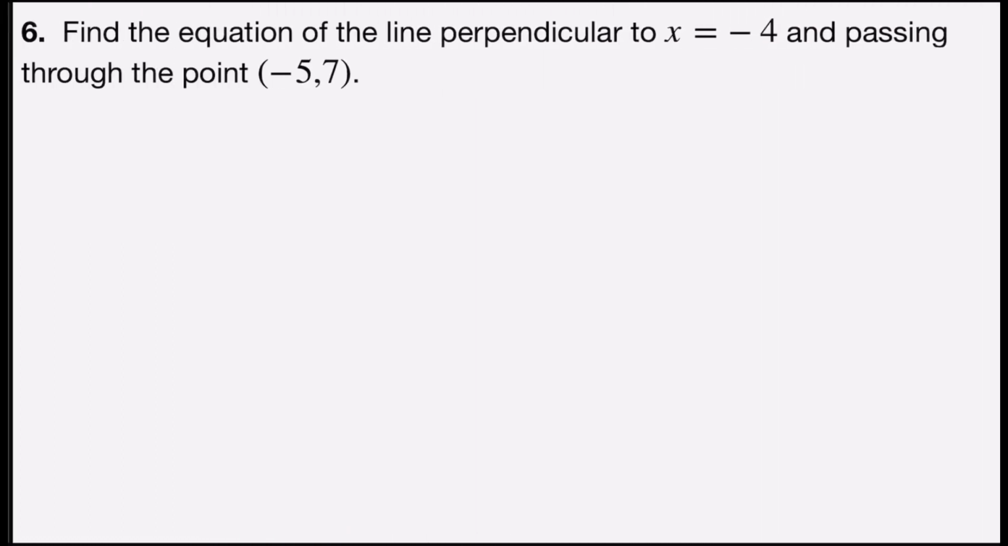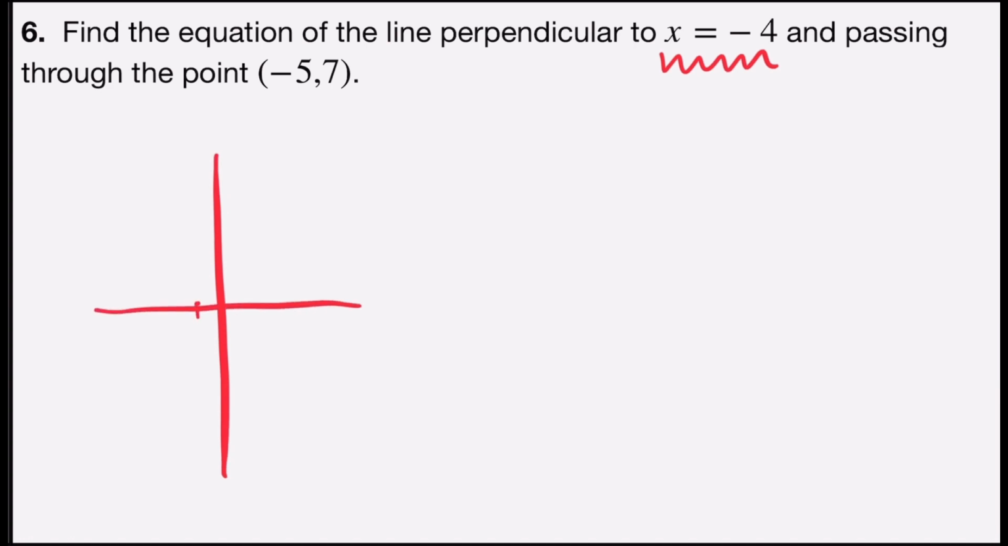Problem number 6 says find the equation of the line perpendicular to x equals negative 4 and passing through the point (-5, 7). So again, this problem is a little bit different because the line x equals negative 4 is a vertical line. If we take a look at that on a graph, we can go to negative 4 and draw our line. So this is a vertical line, x equals negative 4. We want a line that's perpendicular to that.